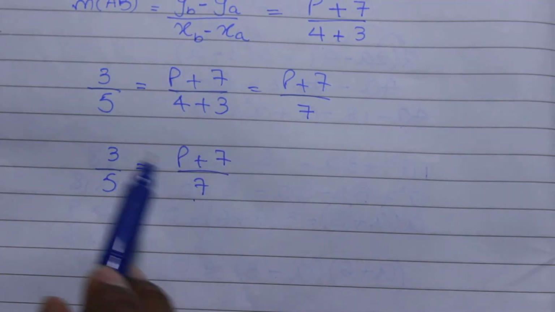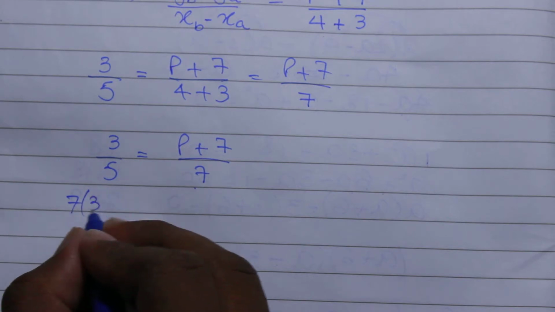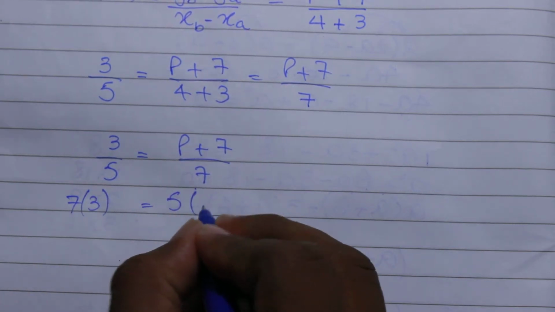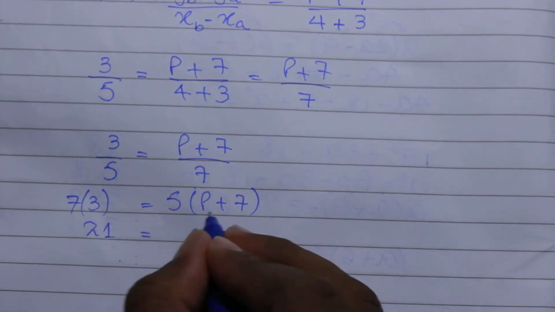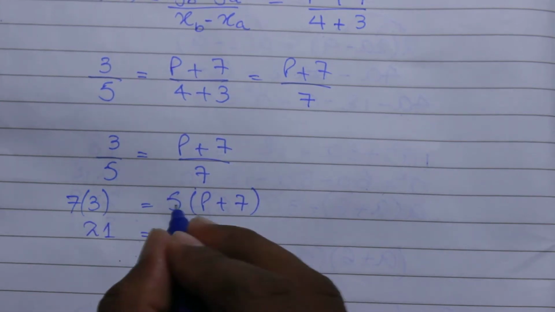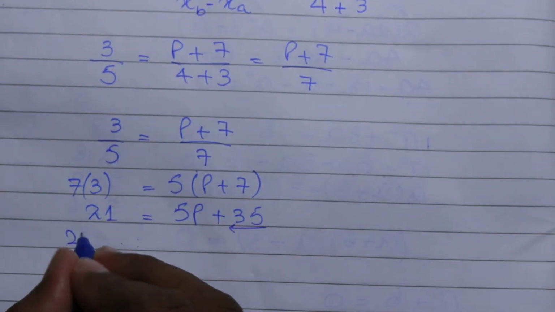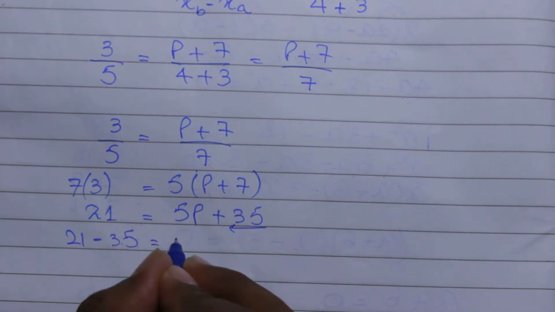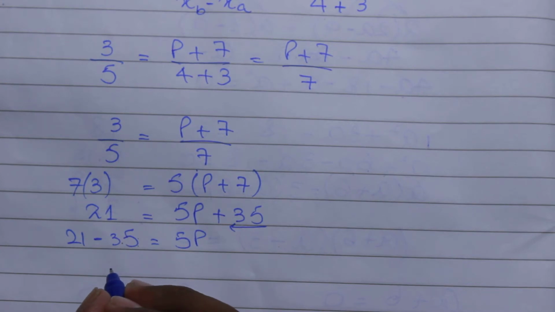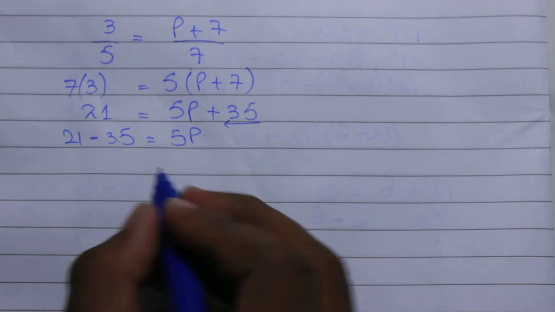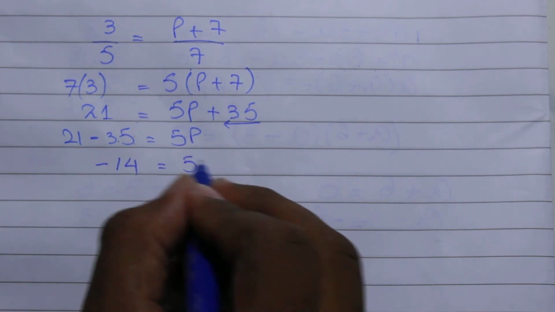I have to multiply this 7 with this 3, and this 5 with these 2 terms. 7 multiplied by 3, and 5 multiplied by P plus 7. 7 into 3 gives you 21. 5 into P gives you 5P plus 5 sevens are 35. Shift this over there, transpose: 21 minus 35 is equal to 5P. 21 minus 35: 35 minus 21 gives you 14, but it is minus 14 because 35 is the bigger value. So minus 14 is equal to 5P.